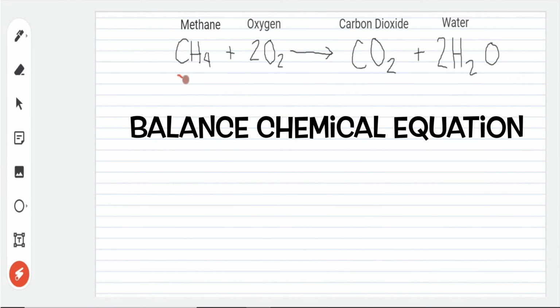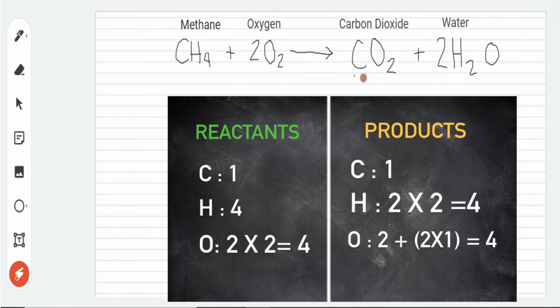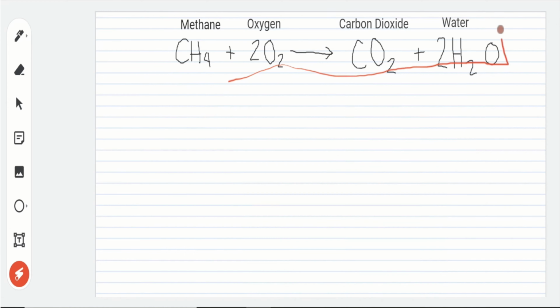If you examine it, we have one carbon here in the reactant and also one carbon in the product side. We have 4 hydrogen in the reactant, and we have 4 hydrogen in the product. 2 times 2, we have 4. For the oxygen, in our reactant we also have 4: 2 times 2, that's 4. Here we have 2, and here 2 times 1, that's also 2. So 2 plus 2, we have 4 oxygen atoms on the product side. So this chemical equation is balanced.